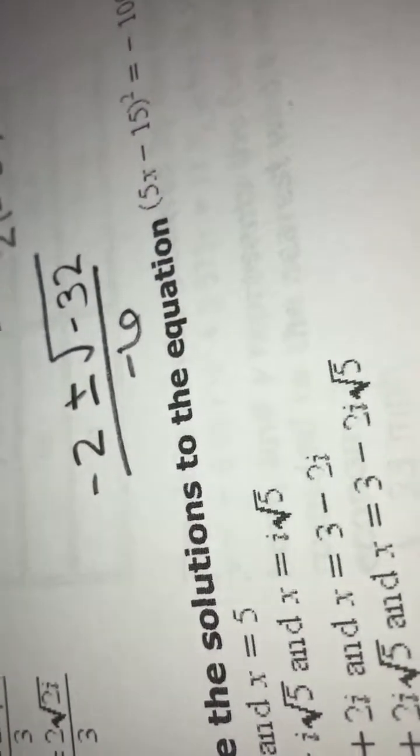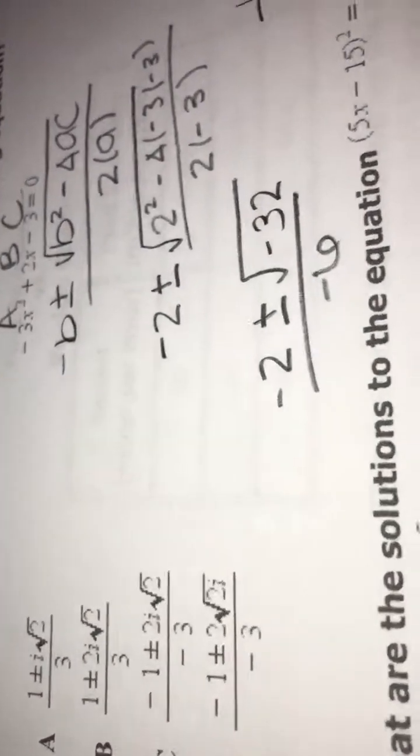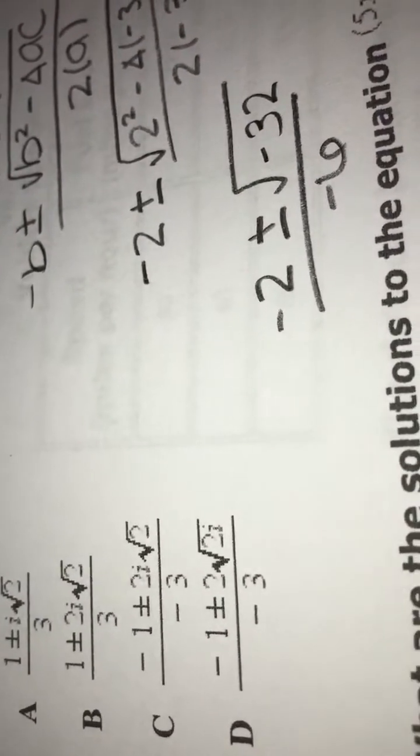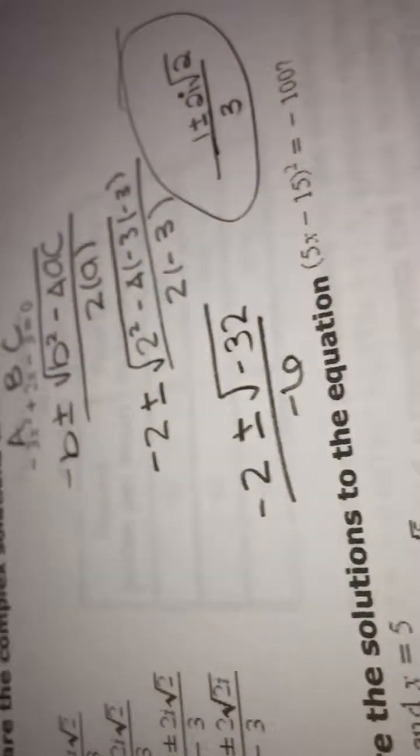And now, negative 2 over negative 6 can reduce to 1/3. So we have 1/3 plus or minus. And if you break down negative 32 over 6, we get 2 square root of 2. And we're going to add the i, imaginary symbol, to show that it went from a negative to now this. Okay, so we have 1 plus or minus 2i square root of 2 over 3. And that gives us our answer, which is B.